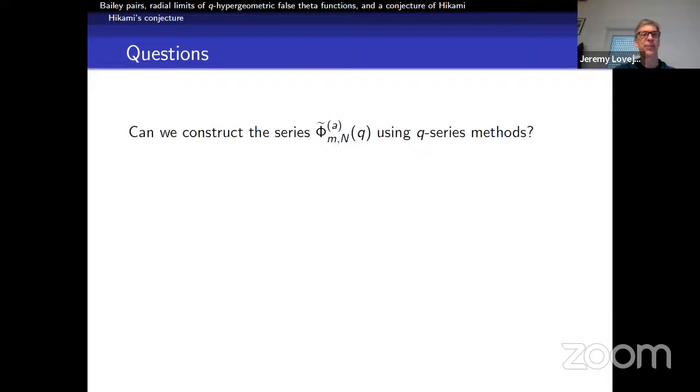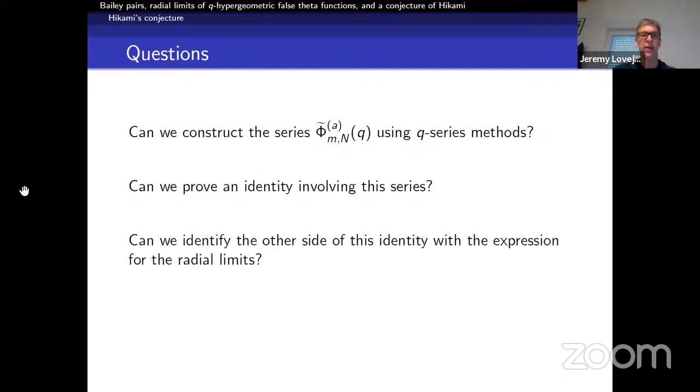Okay, so here's how we're going to look at this. So we forget all this topology, and we just ask ourselves, so there's this truncated Q series, which looks like something we could deal with probably. Can we construct the series phi sub m n superscript a of q using Q-series methods? Right, and if we can construct it, can we prove an identity involving this series? And if we can prove an identity, can we identify the other side of this identity with the expression for the radial limits?